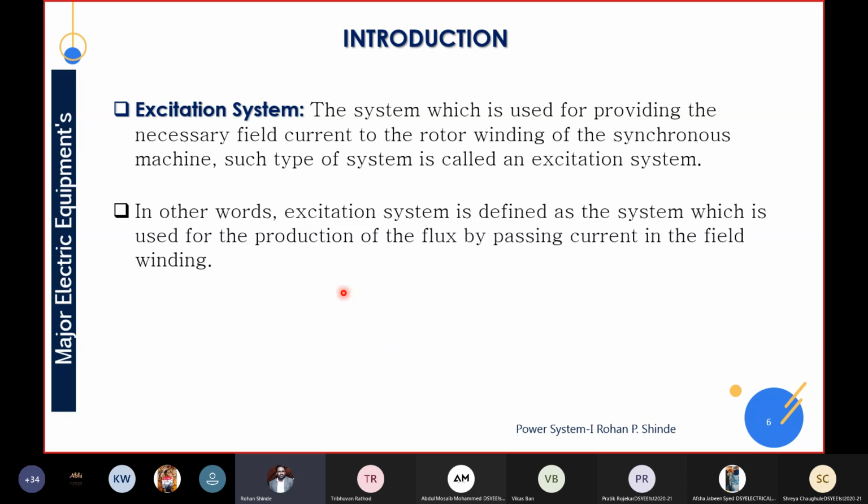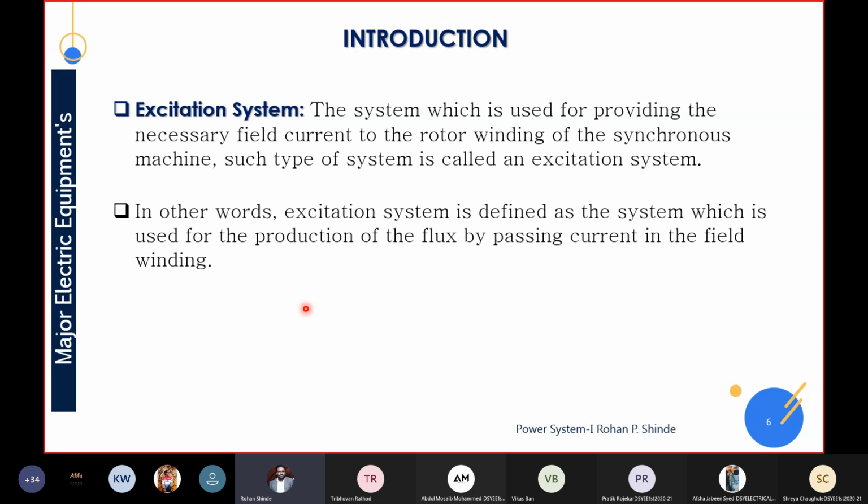You know these three things. Whenever there is a requirement of induced EMF, or where there is a requirement of torque, we require three things. First is nothing but conductor. Conductor is very important. After that we require magnetic field, and third one is nothing but relative motion, so that EMF is generated or torque is produced.